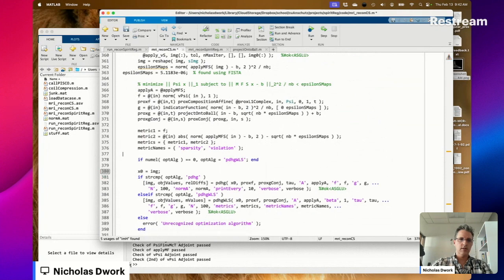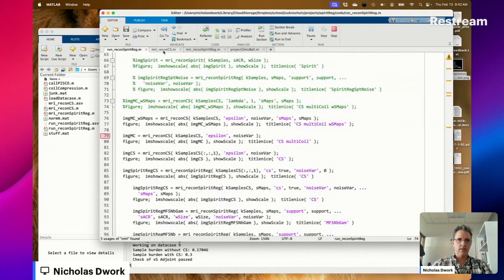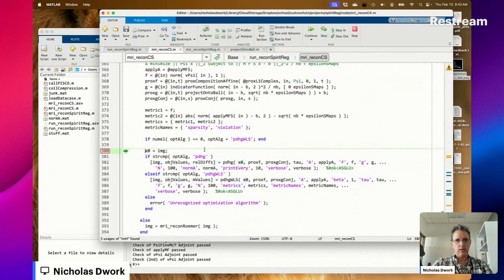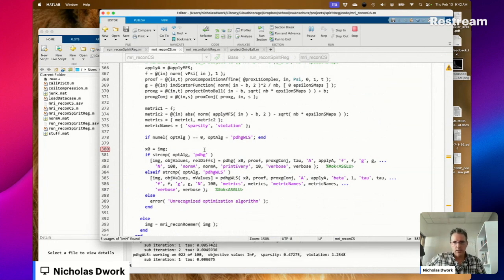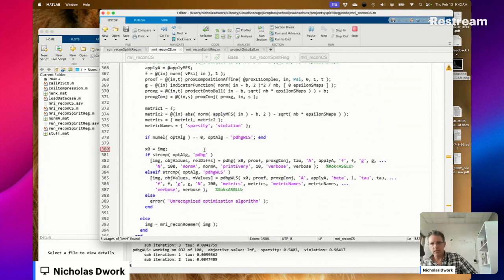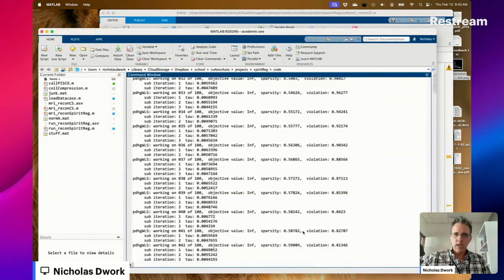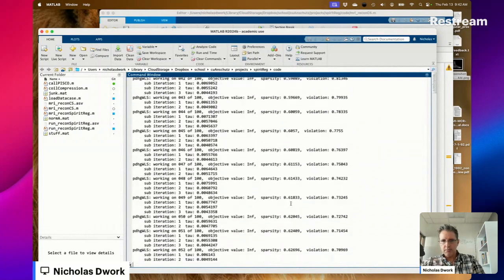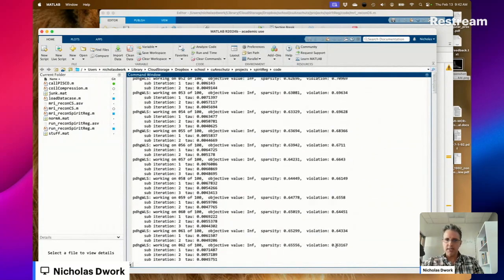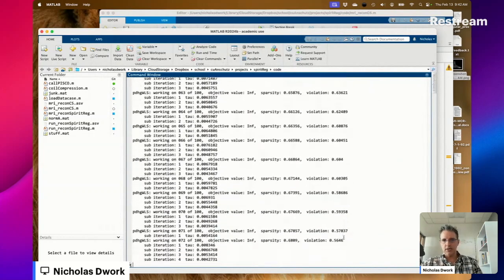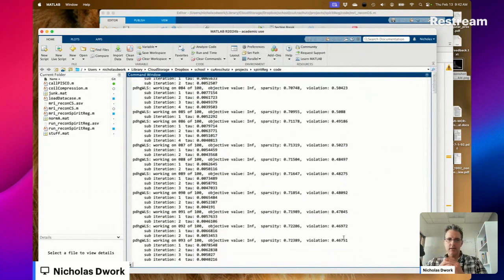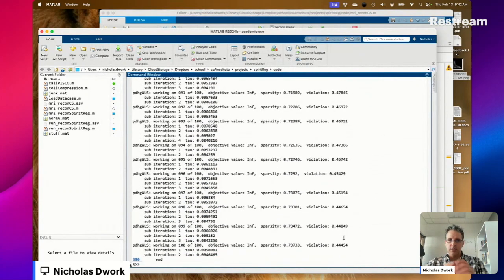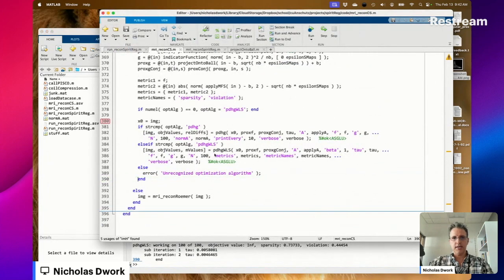All right. Let's see what happens there. So now I'm calculating these metrics and reporting them. The sparsity is not changing much, and the constraint violation is going down, but it's nowhere near 0. Okay, that's interesting. So we're nowhere near satisfying the constraint yet.